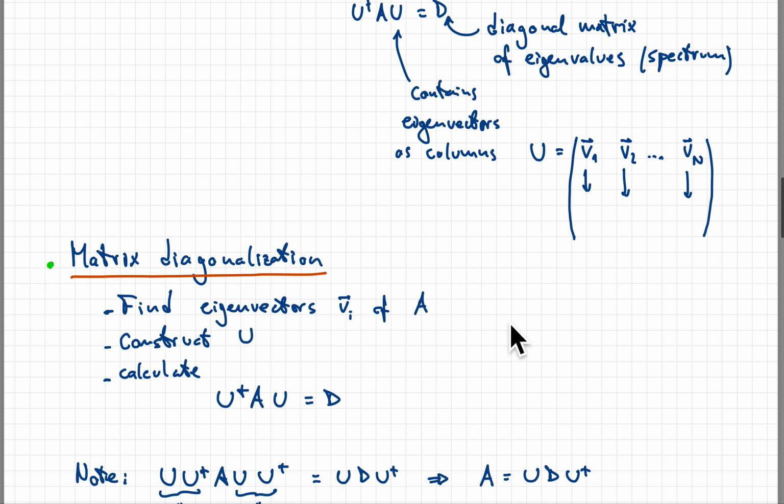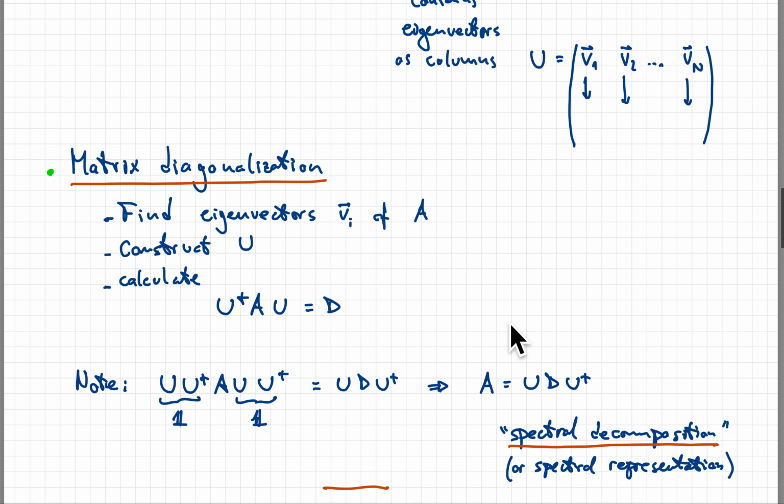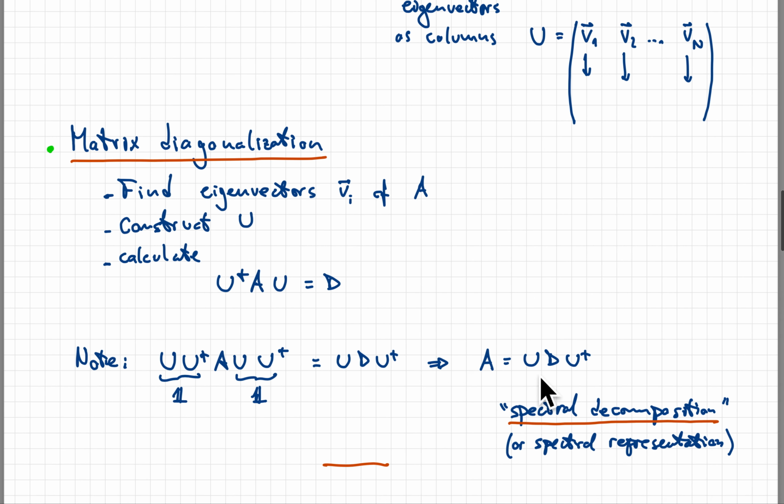The spectrum is simply the collection of all the eigenvalues of the matrix, and this expression in terms of the eigenvectors in columns and the eigenvalues is what we call the spectral representation.